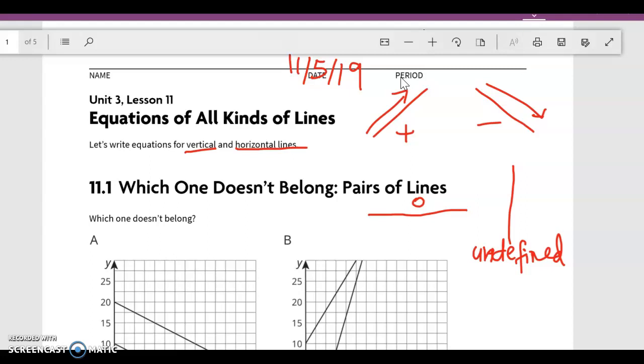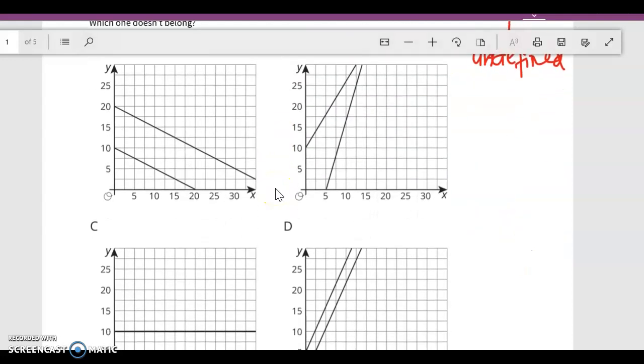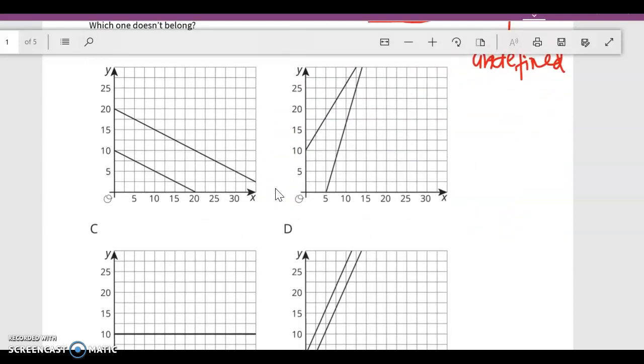I'm going to check out 11.1, which one doesn't belong. So looking at A, B, C, D, I want you guys to take a minute just to see which one you think does not belong. And then we're going to talk about the reason for each of these. For A, I'll say A does not belong with the rest of it because all the other ones are either positive or 0 slope. A is the only one that has a negative slope. Okay, so that will be the reason why.